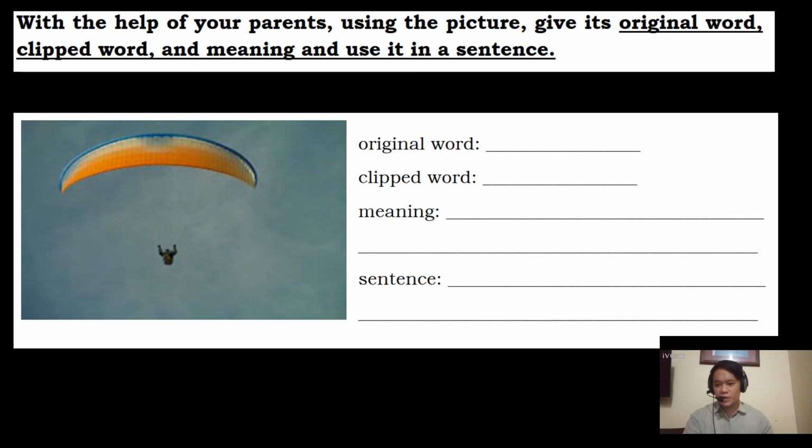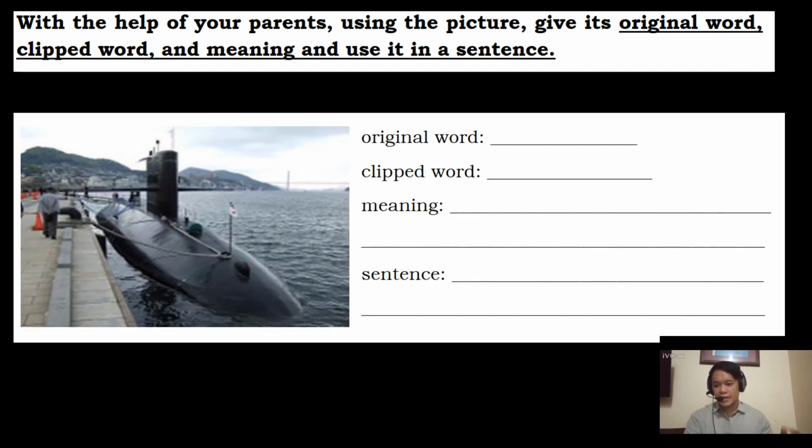The next there, we have a picture ulit sa kaliwa. So, parang yung may parachute. May tao dyan, parachute. Ulit, the same direction. You have original word, clip word, meaning, sentence. Next, this is the last picture. We have the picture na nasa lalim yan, sasakyang digmaang pandagat yan, actually. Tapos, we have again the original word, the clipped word, the meaning, and use it in a sentence.